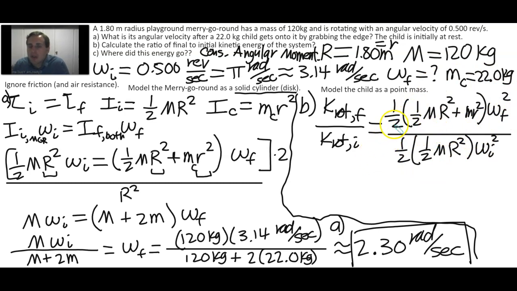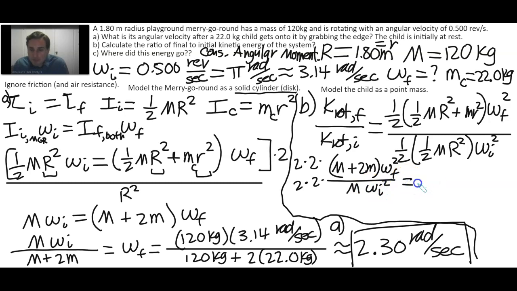Okay, so we can make some simplifications here. So if we multiply the top and the bottom by 2, so 2 times the top and 2 times the bottom, that removes these 1/2s. And then if we multiply by 2 again, that removes these 1/2s and makes this a 2 factor. And then again, the radii could divide out. So this is big M plus 2 little m times omega final squared over, let's see, big M times omega initial squared. Okay, so let's put those numbers in.